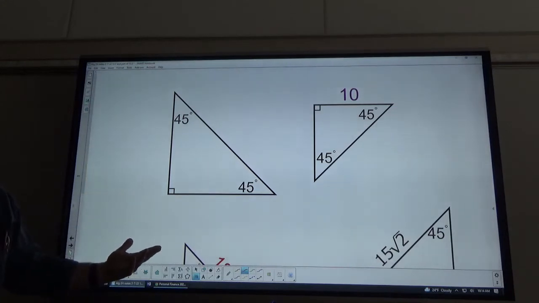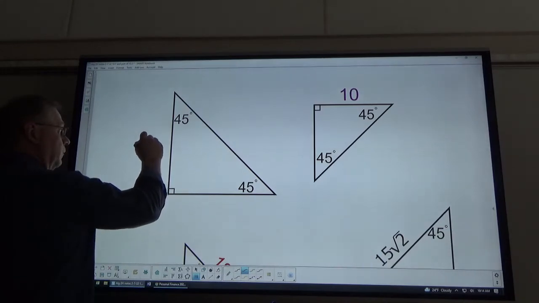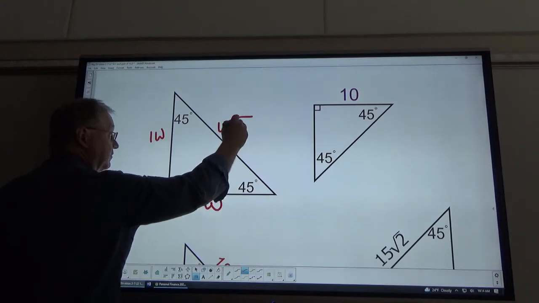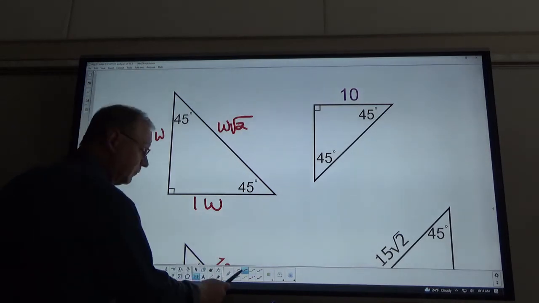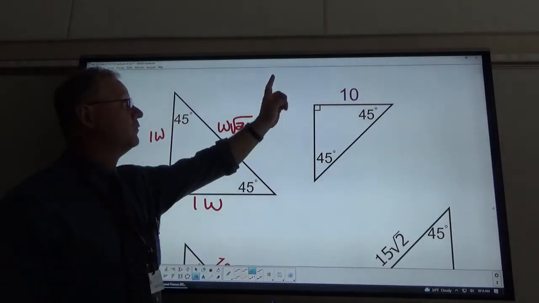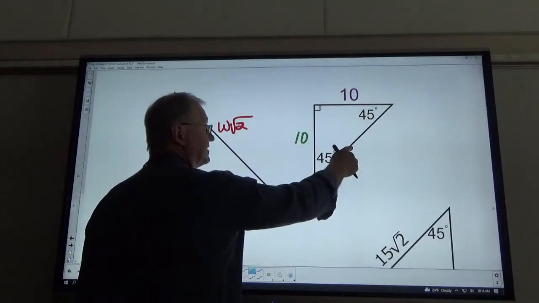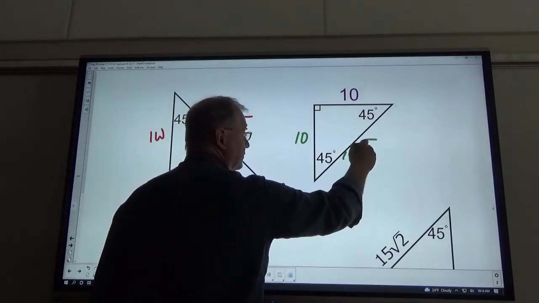45, 45, 90 triangles are actually a little easier. 1w, 1w, w square root of 2. So 1 was square root of 3, 30, 60, 90 square root of 3, 45, 45, 90 square root of 2. All right, so if this side is 10, that makes this side 10. And this side is w, which is 10, so 10 square root of 2.